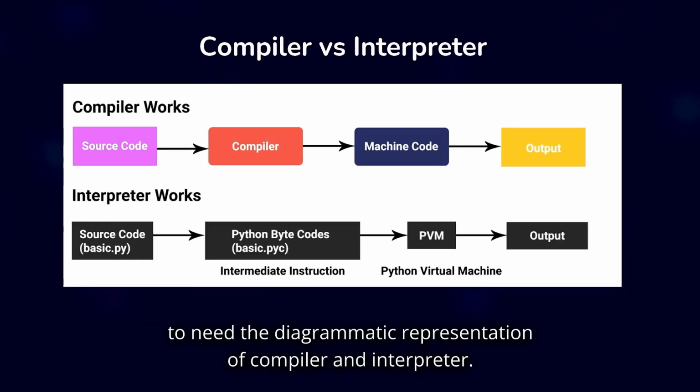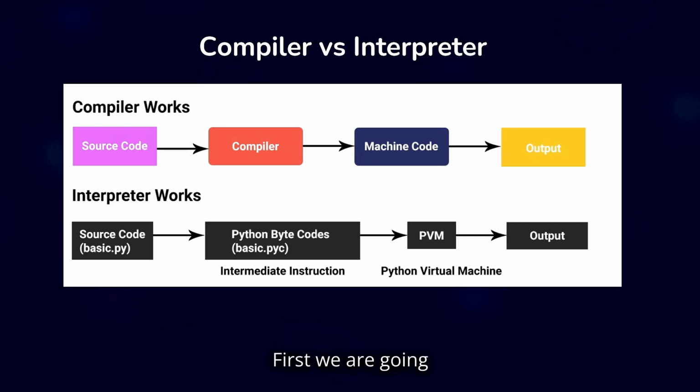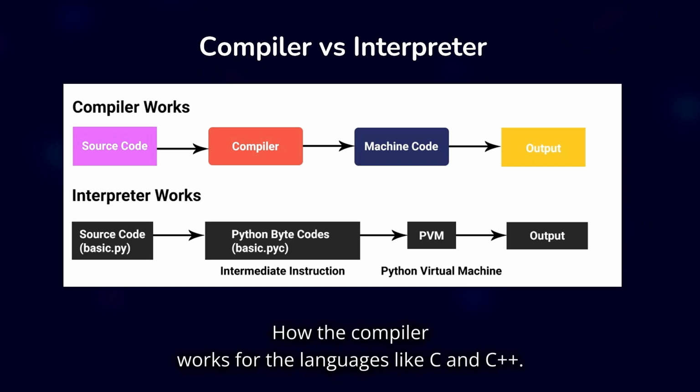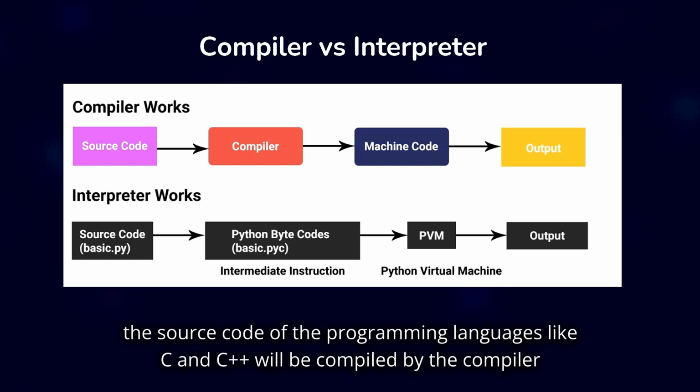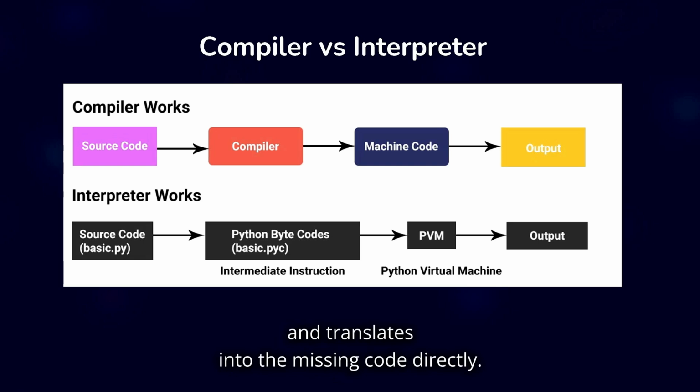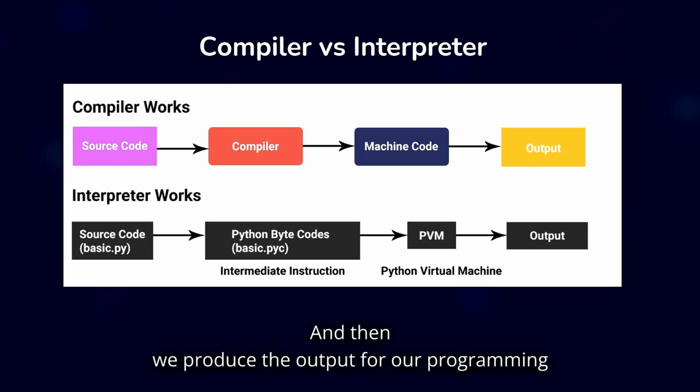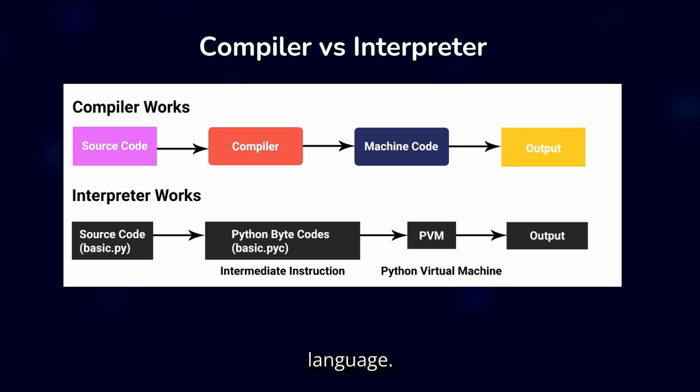After that, we are going to see the diagrammatic representation of compiler and interpreter. First, we are going to talk about the compiler, how the compiler works for languages like C and C++. First, the source code of programming languages like C and C++ will be compiled by the compiler and translated into machine code directly. And then we produce the output for our program. So that's the working of the compiler. It translates the source code directly into machine code.